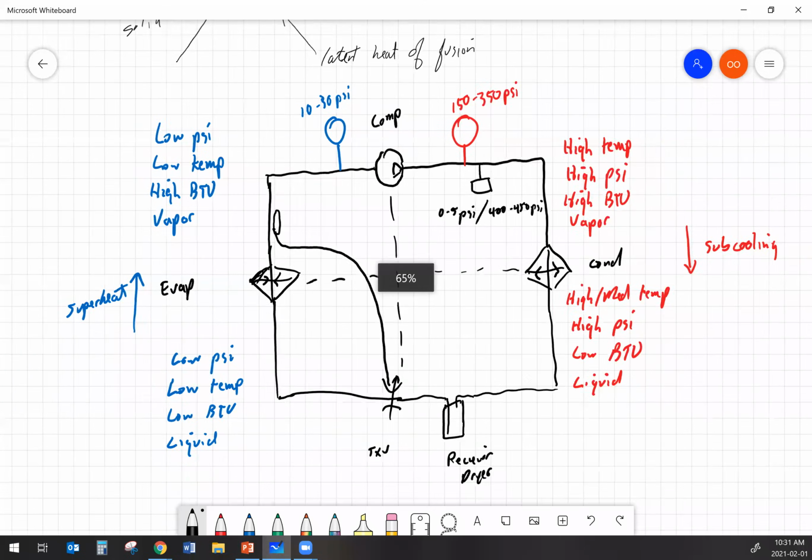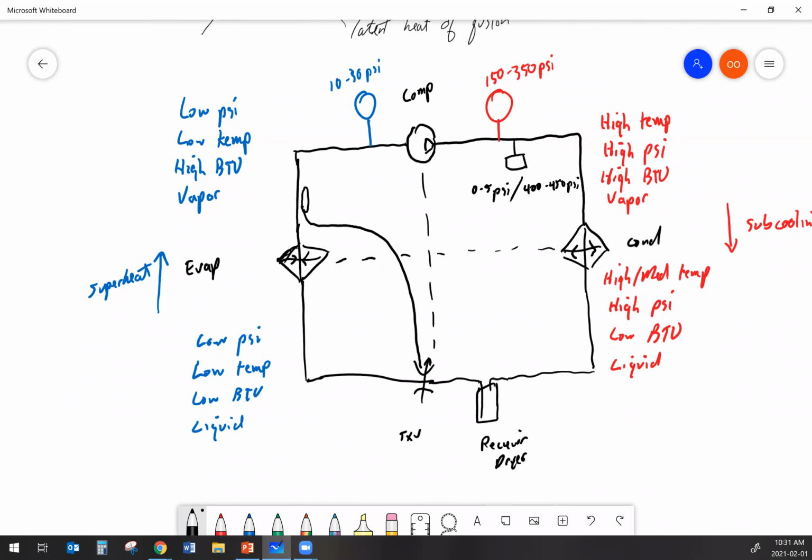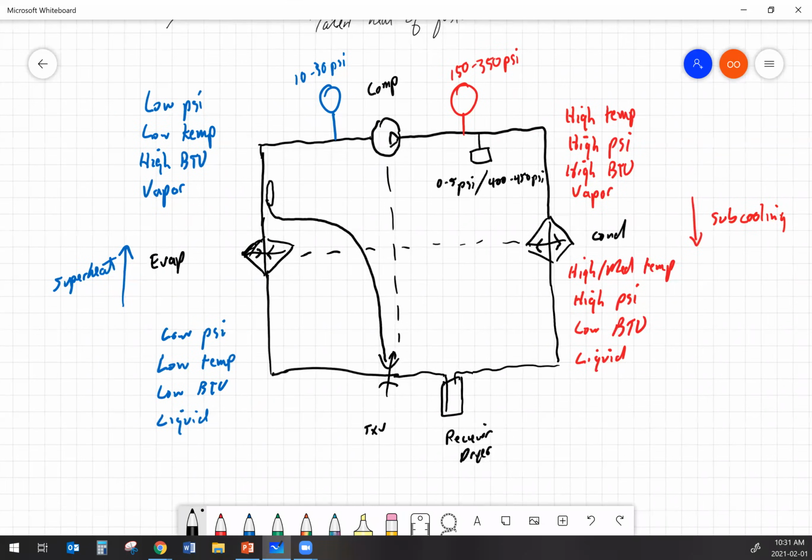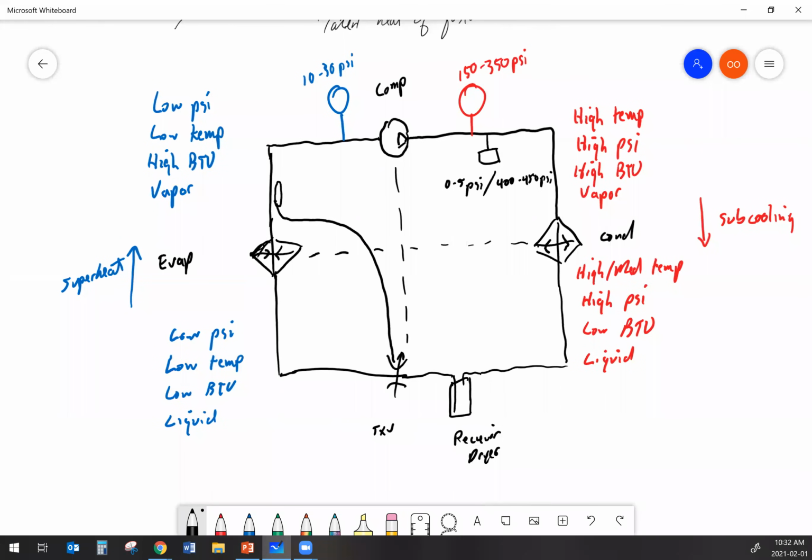So now that we know how the system is supposed to work, let's talk about what happens when it's not working correctly. Some common problems that can happen with the air conditioning system.